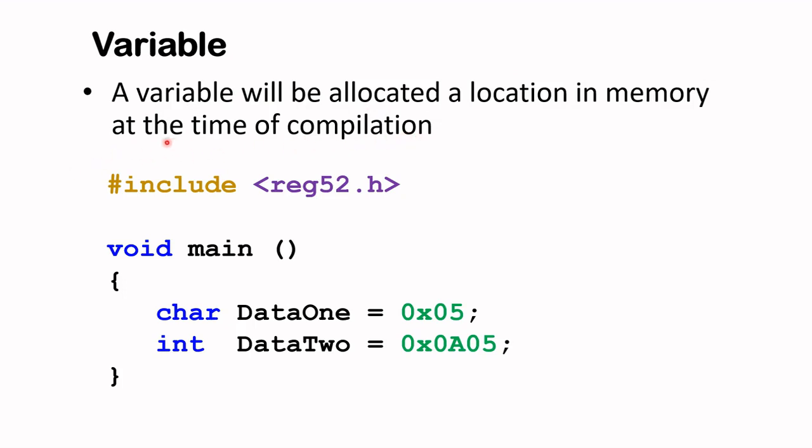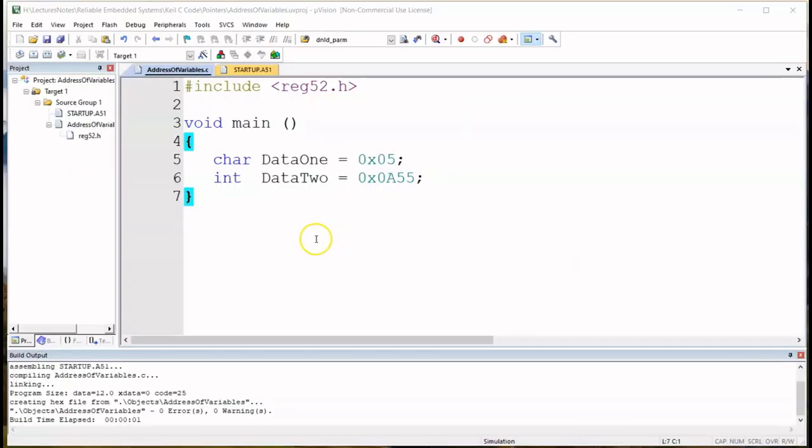Variable. A variable will be allocated a location in memory at the time of compilation. Now, to help us understand how this is accomplished, I'm going to use the following code to demonstrate it. So I've uploaded the demonstration code here, and I've compiled it. I'm getting 0 errors and 0 warnings. So let's go to the debug session.